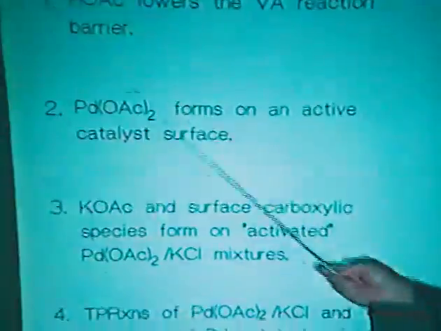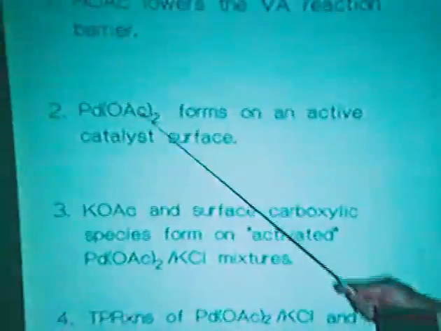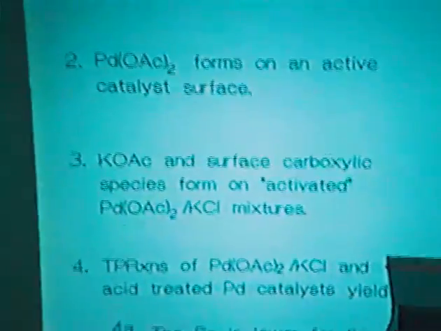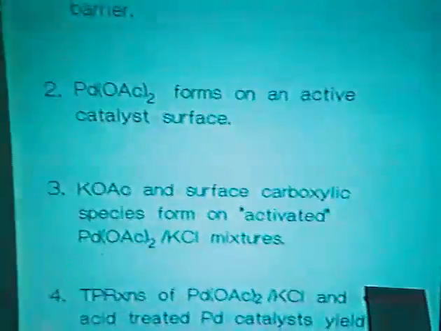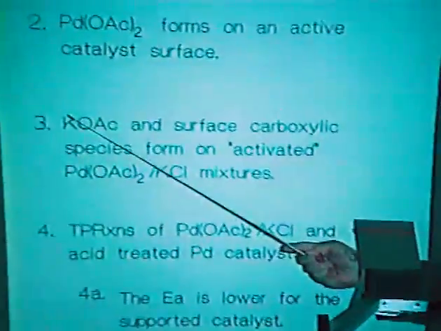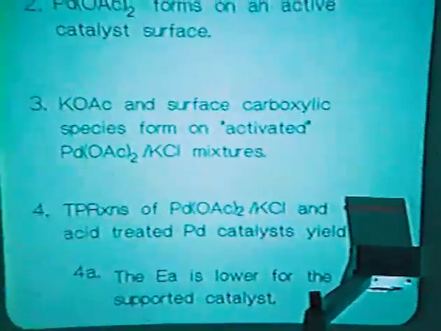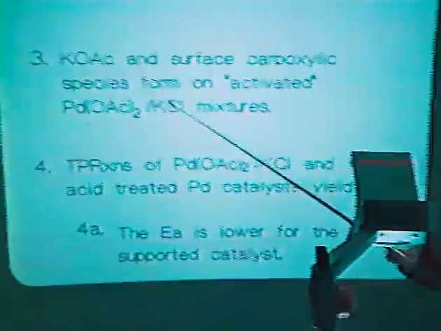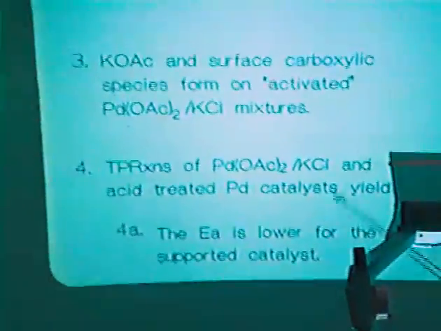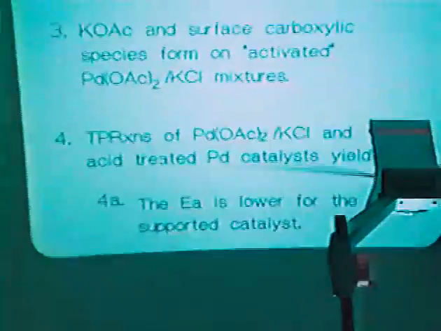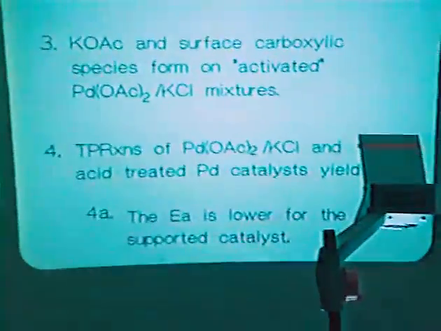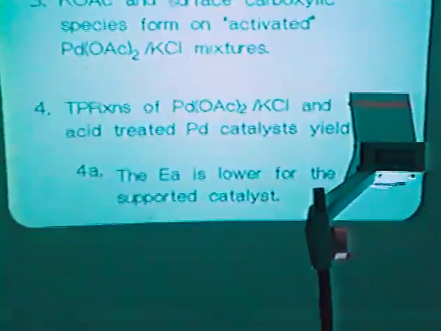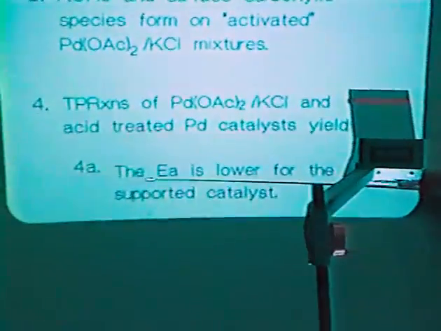Taking palladium acetate and using it as a model, we see that if we run a temperature reaction with no acetic acid, but only ethylene and oxygen, we can form potassium acetate and what we call surface carboxylic species over these mixtures as we make vinyl acetate. Fourth, both the supported catalyst and these mixtures make vinyl acetate, but the activation barrier is lower for the supported catalyst.